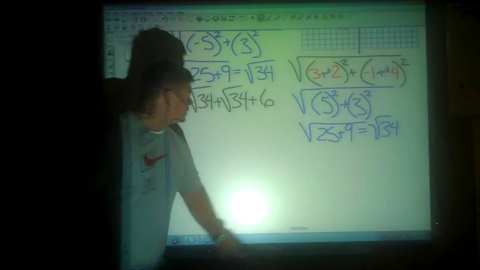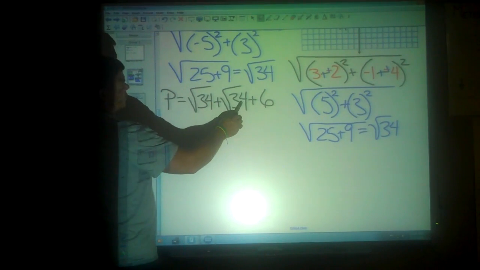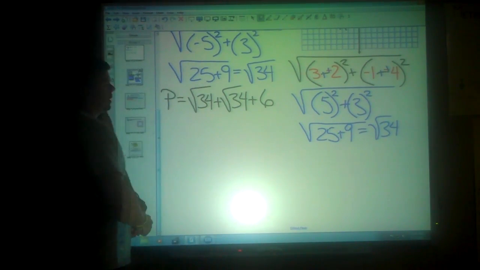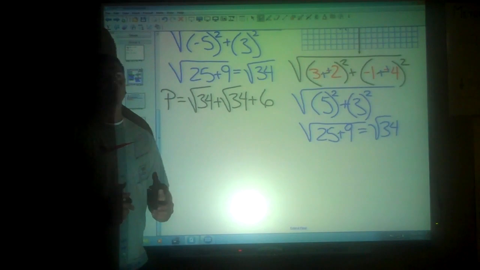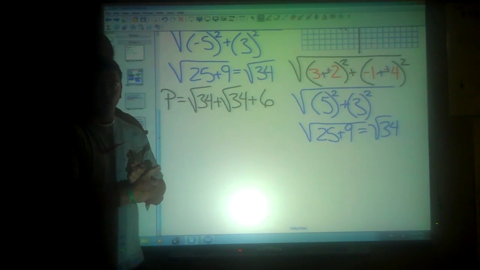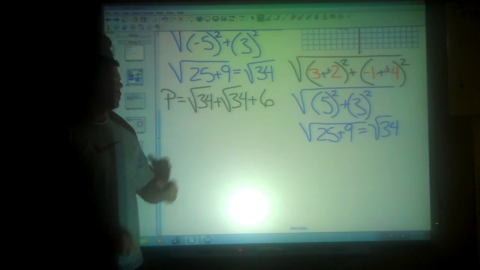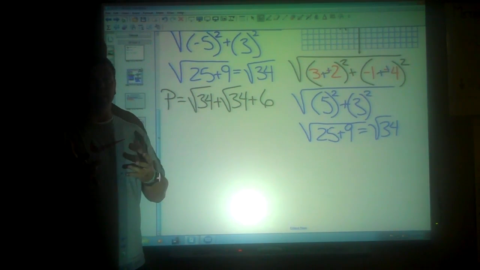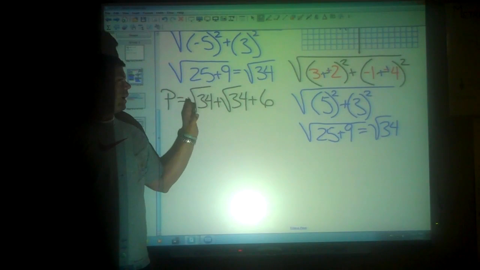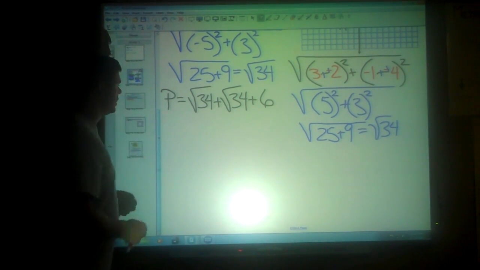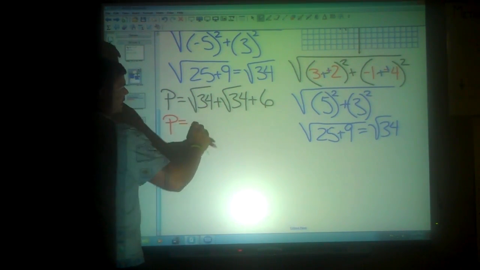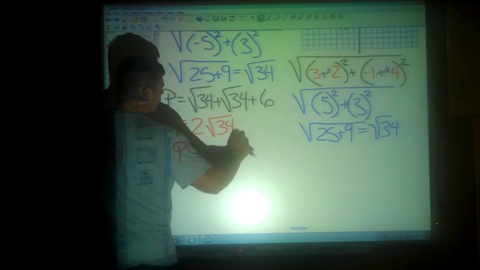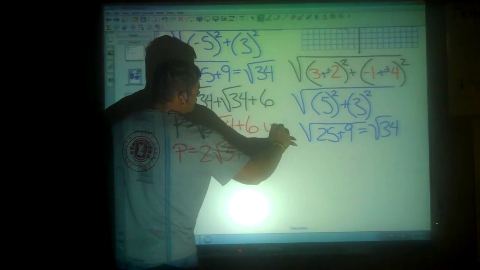Now you can simplify this. I think about the square root of 34 and the square root of 34, are there any perfect squares? Well, perfect squares are 4. 4 doesn't go into 34. Perfect squares are 9. Well, 9 doesn't go into 34. Perfect squares are 16. Close, but 16 won't go in either. 25, no, and 36. Okay, so no perfect squares are going into 34. Therefore, the perimeter, I'm going to simplify it as 2 square roots of 34 plus 6 units.